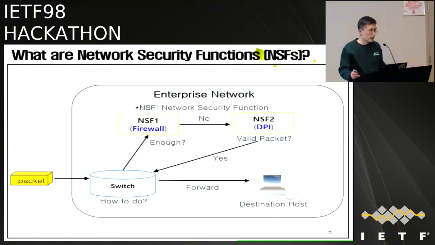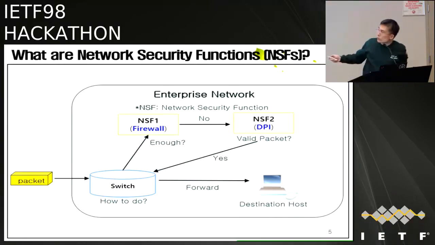So the I2NSF concept for network security functions is that a packet comes into the infrastructure network, and then the switch forwards the packet to a network security function such as a firewall. And then if the processing for this packet is enough, it just forwards or drops it, depending on the policy. Otherwise, it requires more investigation. It forwards the packet to another network security function, such as deep packet inspection, DPI. And then if the packet is valid, it just forwards to the destination host. That is the main idea of I2NSF.